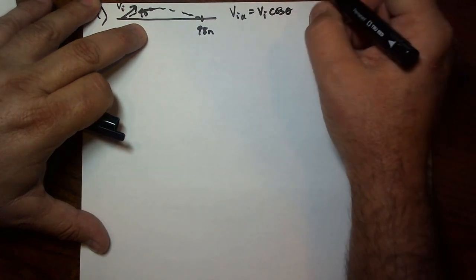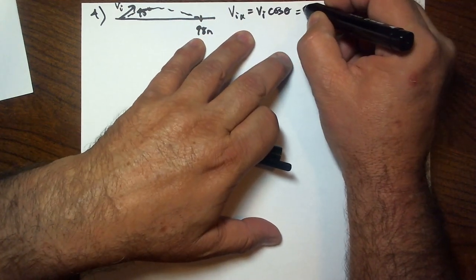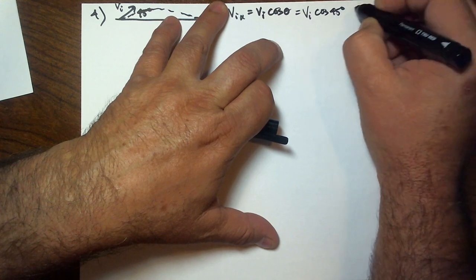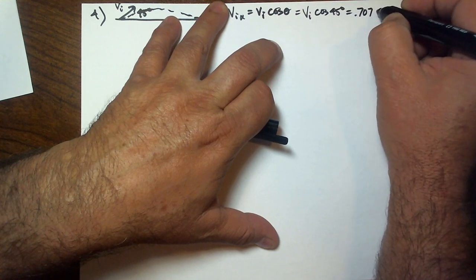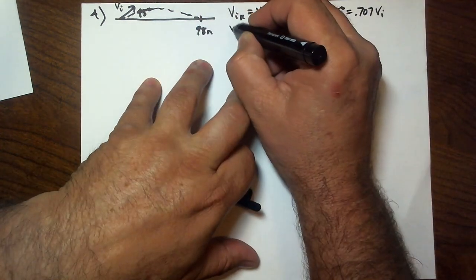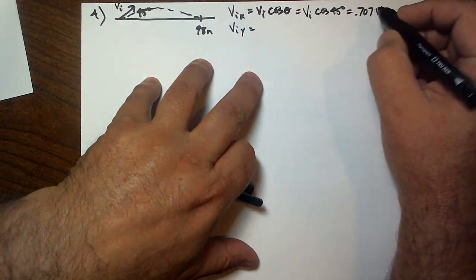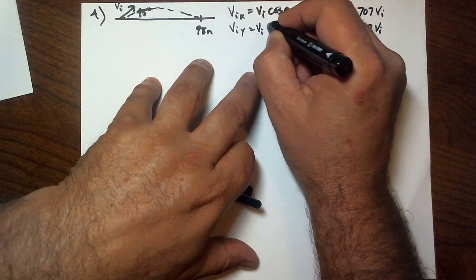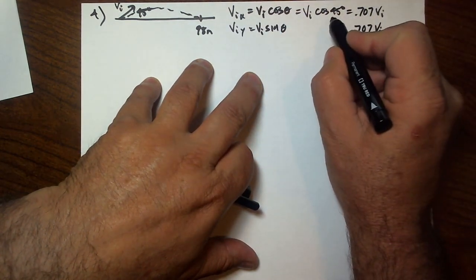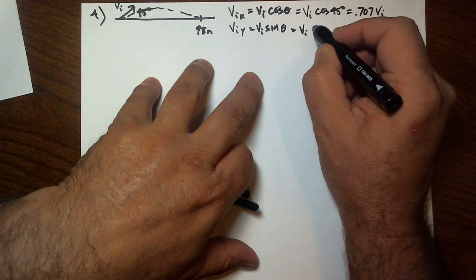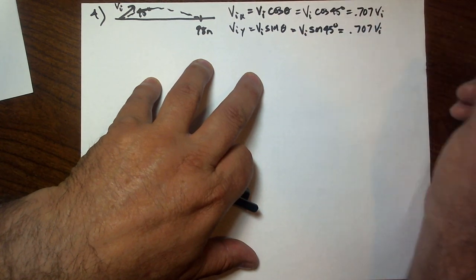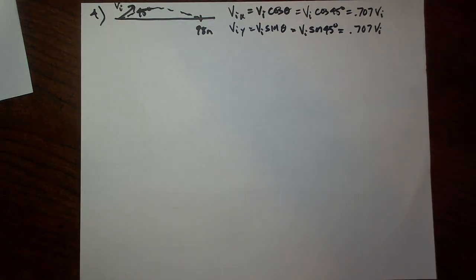This pen is making me sad. VI cos theta is equal to VI times the cosine of 45 degrees, which happens to be 0.707, so 0.707 VI. Similarly for Y, we get the same result, 0.707 VI. Even though Y uses the sine of theta, the sine of 45 degrees is exactly the same as the cosine of 45 degrees. Let me get rid of this black pen, it's making me unhappy.